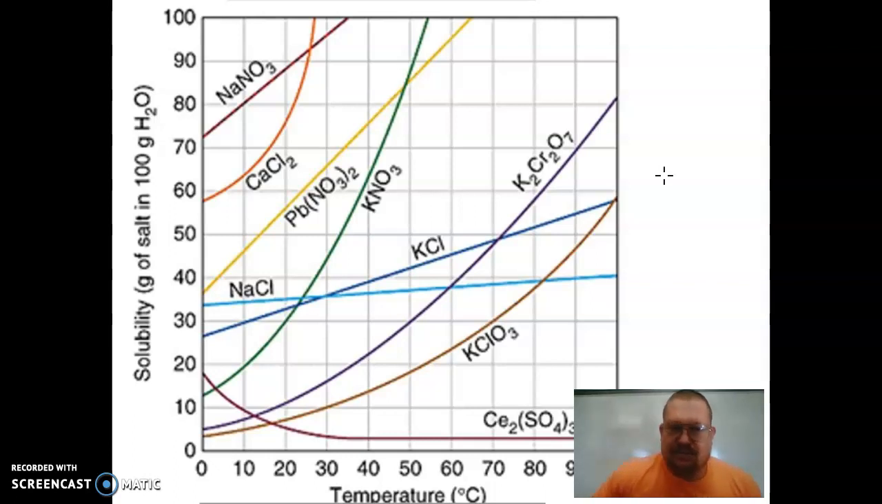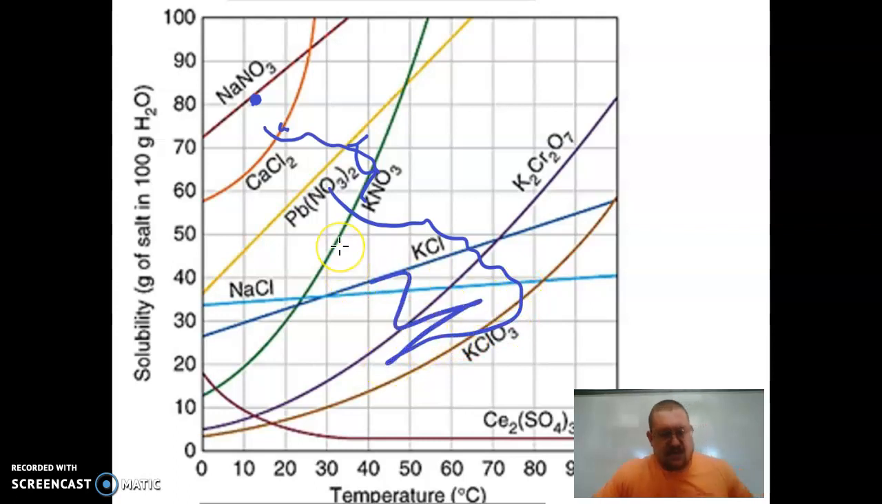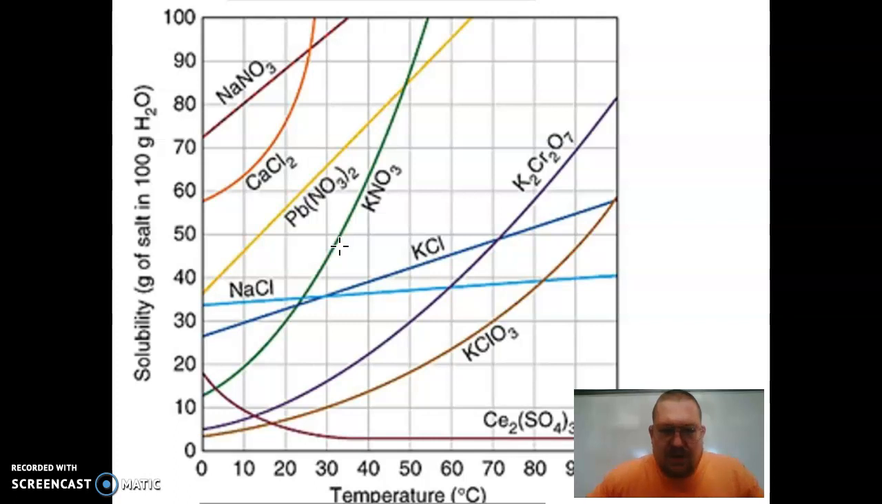So, first thing, look at these lines, right? Look in the solubility curve, all these lines in here. Y'all see all these lines going everywhere? All right, what these are are solubility curves. They're saturation lines.